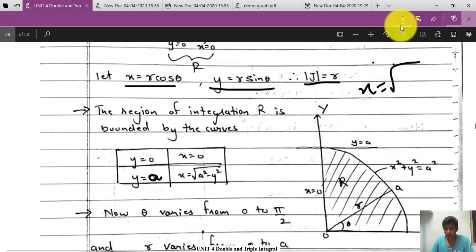So this is x equal to the square root of a square minus y square, right?